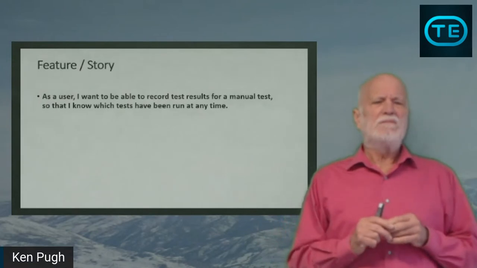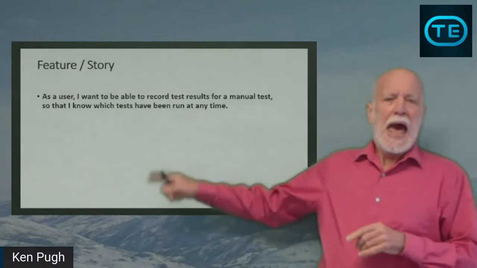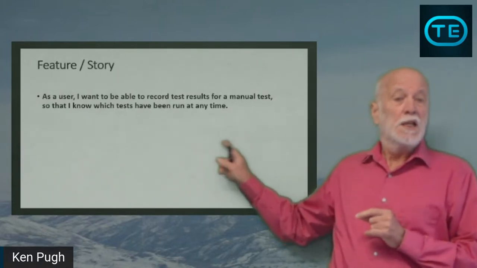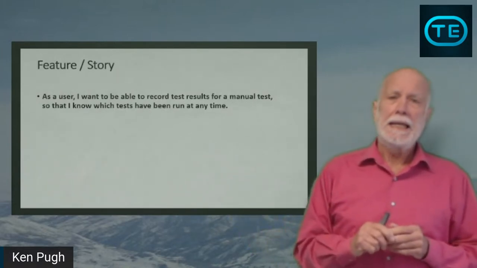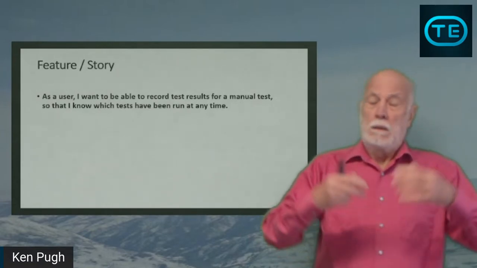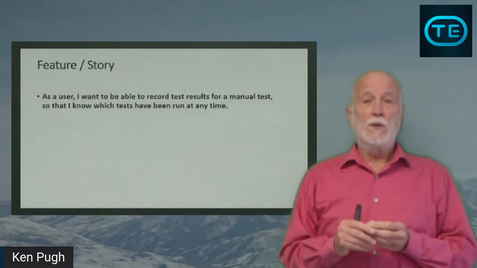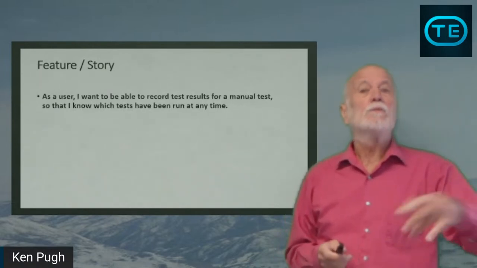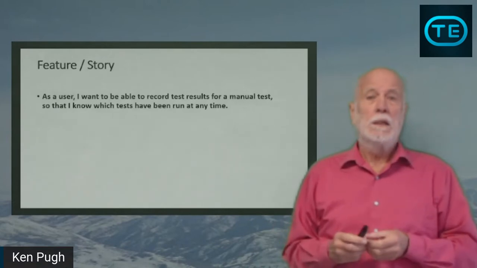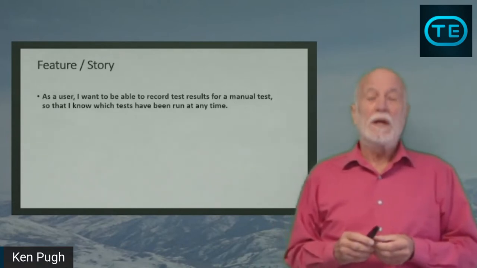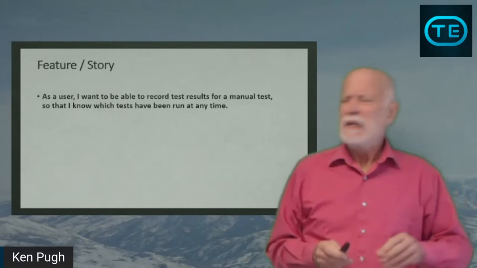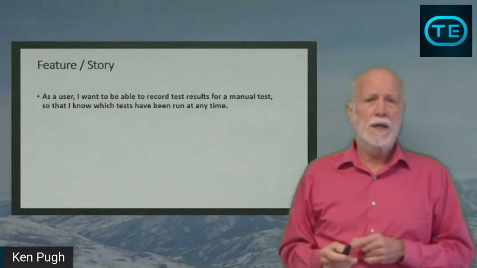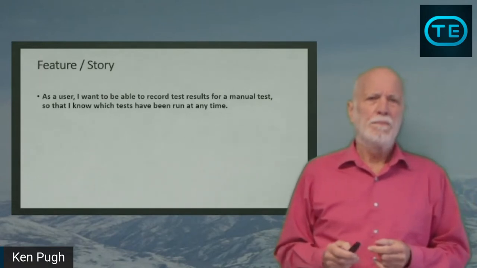So let's have a feature in a story here. As a user, I want to be able to record test results for manual tests so I know which tests have been run at any time. I want to keep track of all my manual tests, keep a history of them, know which have succeeded, which have failed, and maybe some details on what the failures were. You might already have a program to do this. If you don't, you can use the one that's on GitHub.